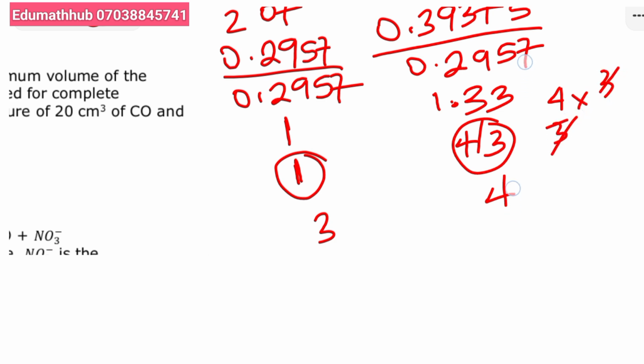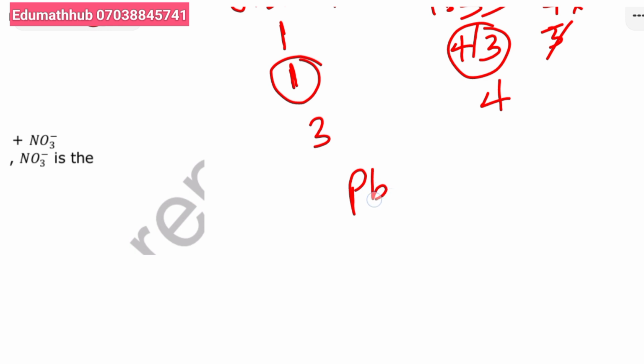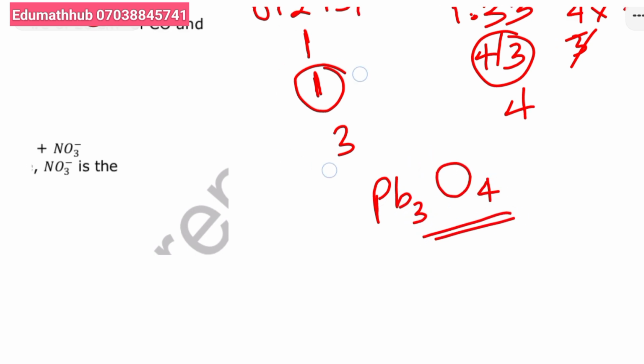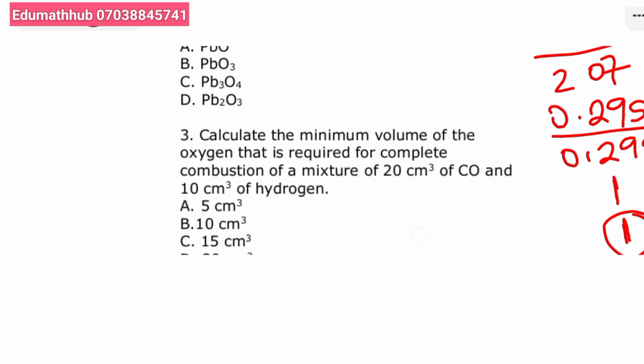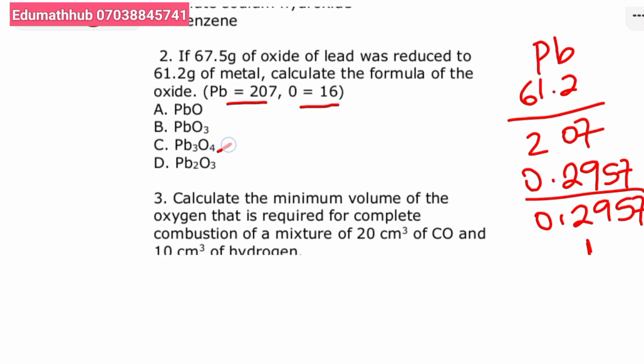So that means the one for Pb is 3 at the bottom, then oxygen will be 4. So that will be Pb3O4. So you can check that out. So you can see that's option C.